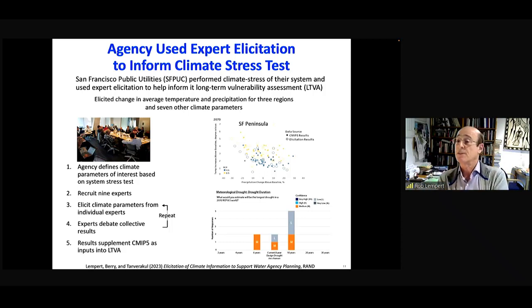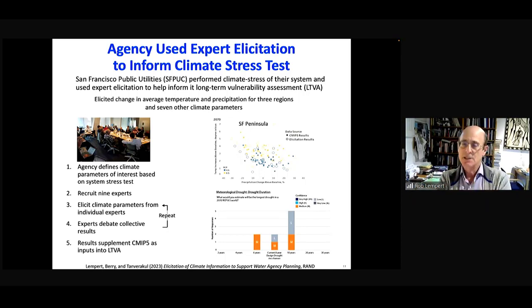So just to give you an example of the sort of things they were asking: they had three very small geographic climate regions that were particularly important to their system, San Francisco Peninsula, East Bay, and parts of the Sierras, essentially where Hetch Hetchy is. They were interested in both delta T and delta P averages, but also seven different other climate parameters having to do with drought, duration, depth, frequency of atmospheric rivers, which were then characterized for them in terms of how big the changes might be using bins that were connected to particular vulnerabilities of the system, and then levels of confidence.